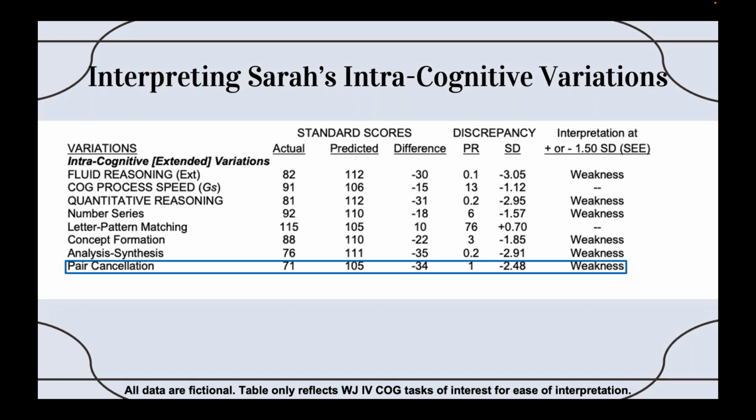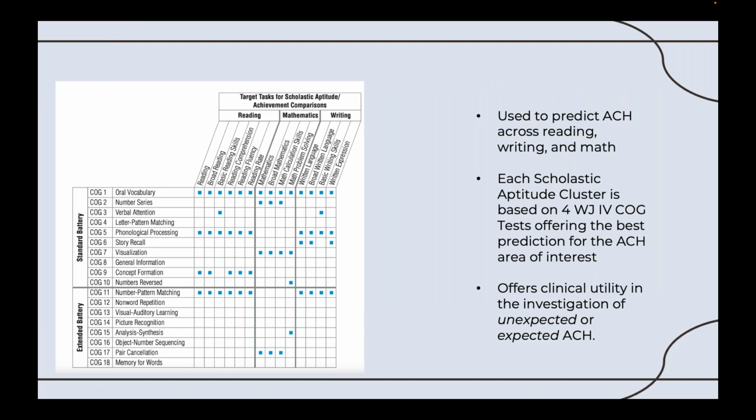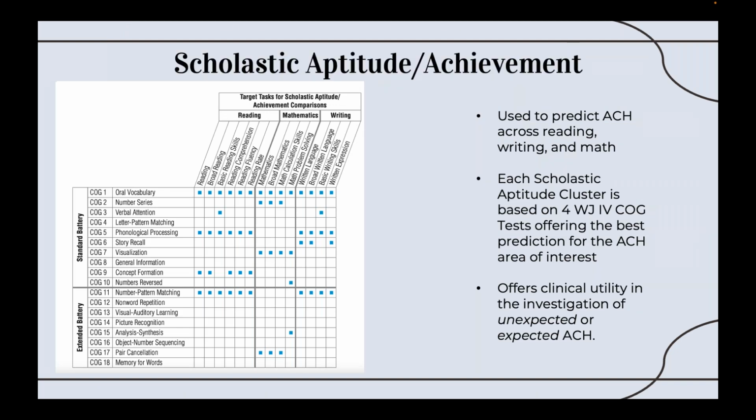Now, so far I've been talking about intra-achievement and intracog, and that's staying within a battery of tests. So intracog is all cog, intra-achievement is all achievement. I want to now talk a little bit about a different type of procedure, which is a comparison. So we talked about variations. Now we're going to talk about comparison procedures. And what these comparison procedures do, in this case of scholastic aptitude to achievement, is use specific WJ4 cog clusters to predict how Sarah should do on specific areas of achievement.